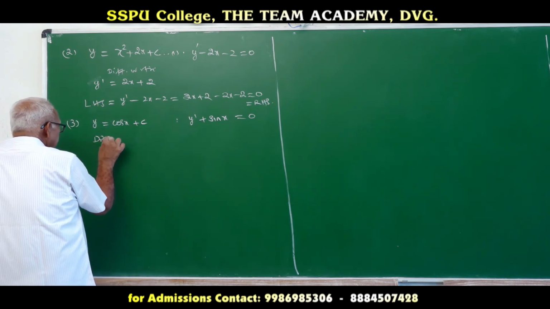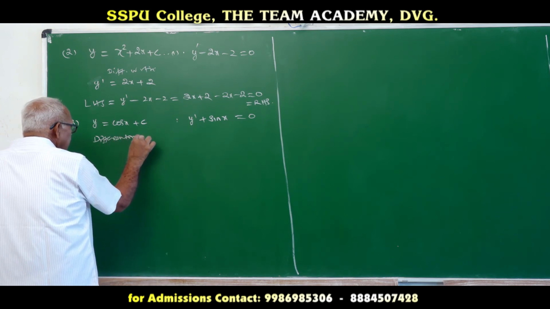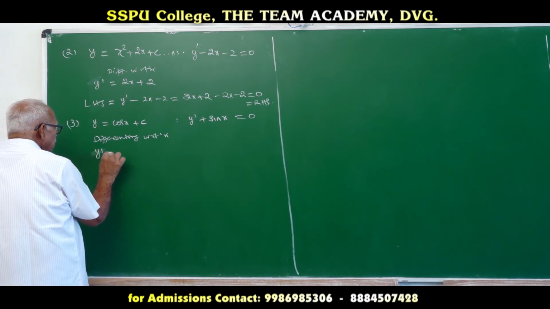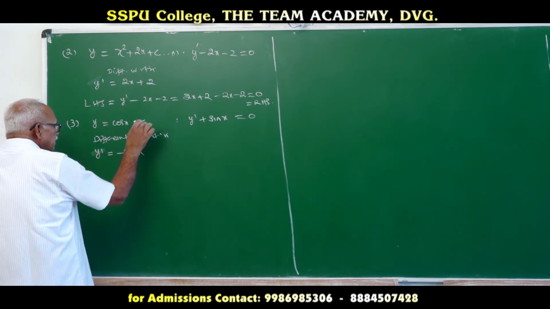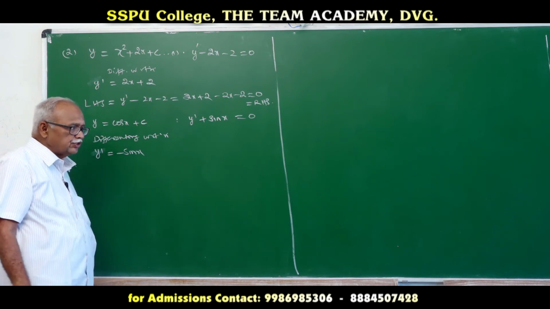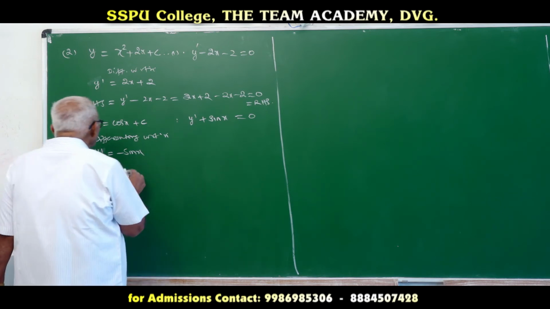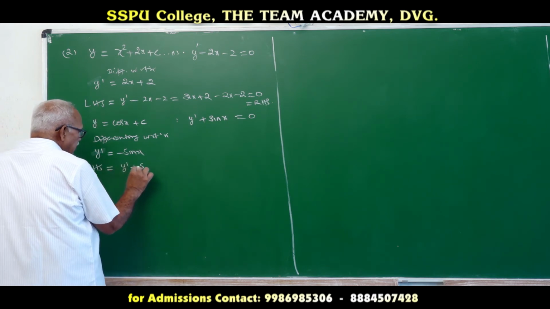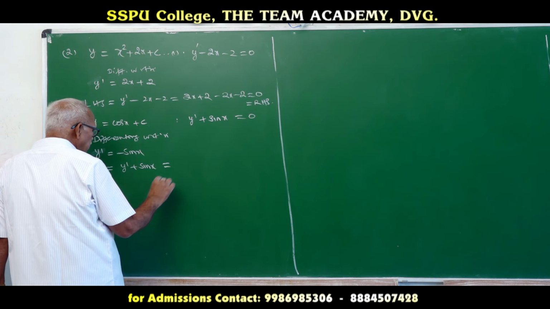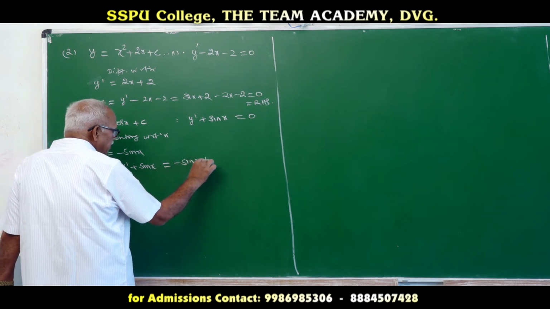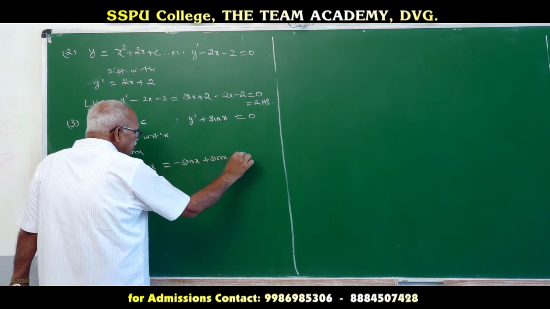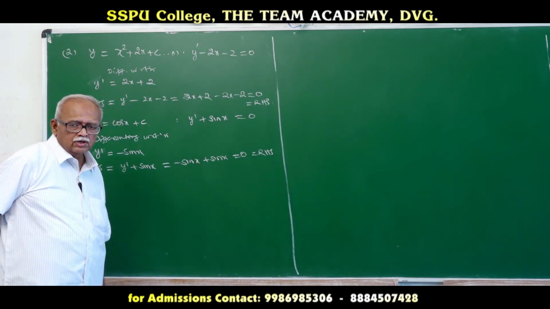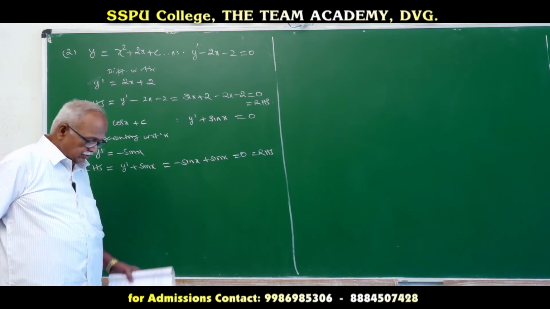So, differentiating with respect to x, y dash is equal to minus sin x. Constant differentiation is 0. Now, LHS is y dash plus sin x. What is y dash? Which is minus sin x plus sin x is equal to 0, which is RHS. So, this is how we have to solve the exercise questions.